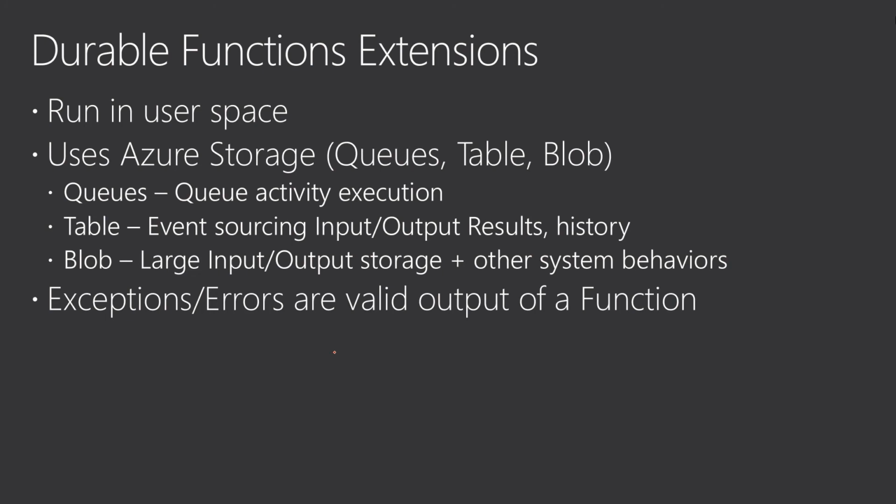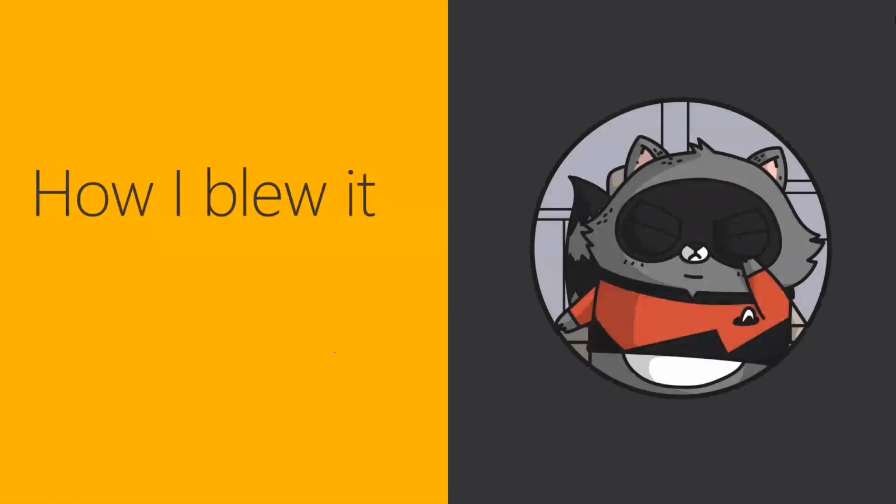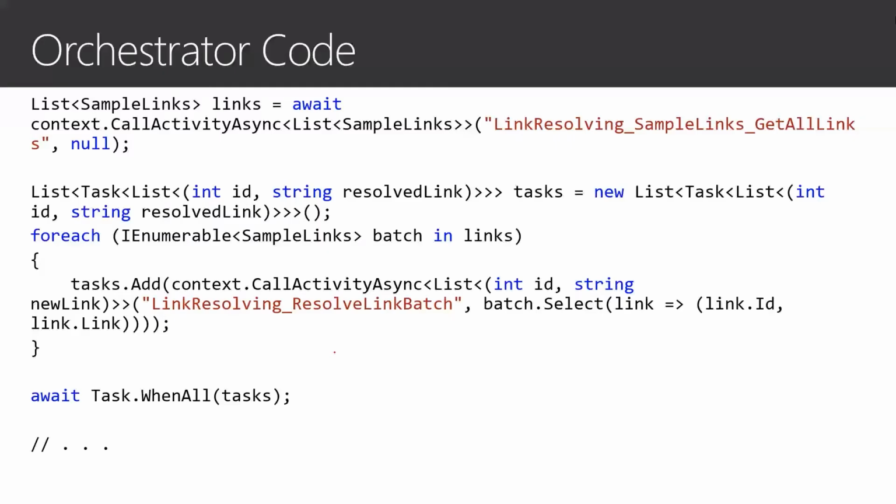And also remember that exceptions and errors are a valid output of a function because I broke this thing many times. And the engineers are always happy to see that I broke it, because it's better for a Microsoft employee to break things rather than their clients. So, here's the code that I was running.